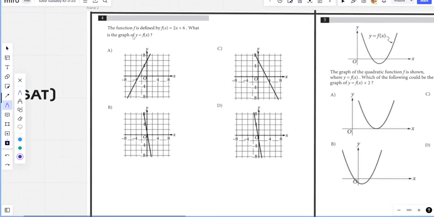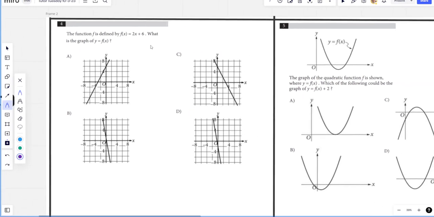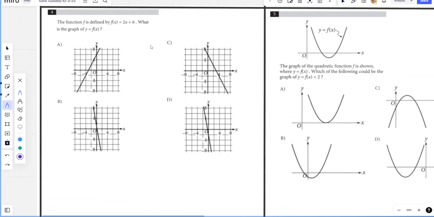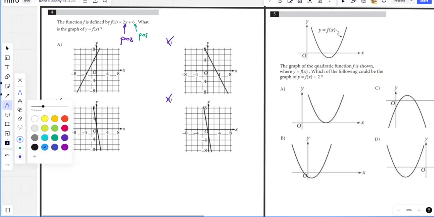First question here says the function f is defined by f of x equals 2x plus 6. What is the graph of f of x? Alright guys, this one should be not too bad. We know that it has a positive slope, and we have a positive intercept. So of course we can rule out something like B, like C, and like D. Those all have negative slopes. They're all trending downwards. So right away this should be answer choice A.